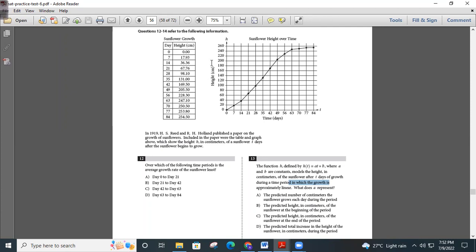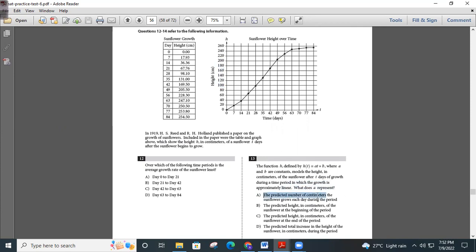Slope. What is the meaning of the slope? It is the change in the height of the tree. Even before going to the options, what is the change in the height in centimeters per day? The predicted number of centimeters the sunflower grows each day during the period. It looks 100% clear to me, but if you want to read other options, I'm 100% sure A is the correct answer, because it's asking what is the change in Y when X changes by 1 unit.